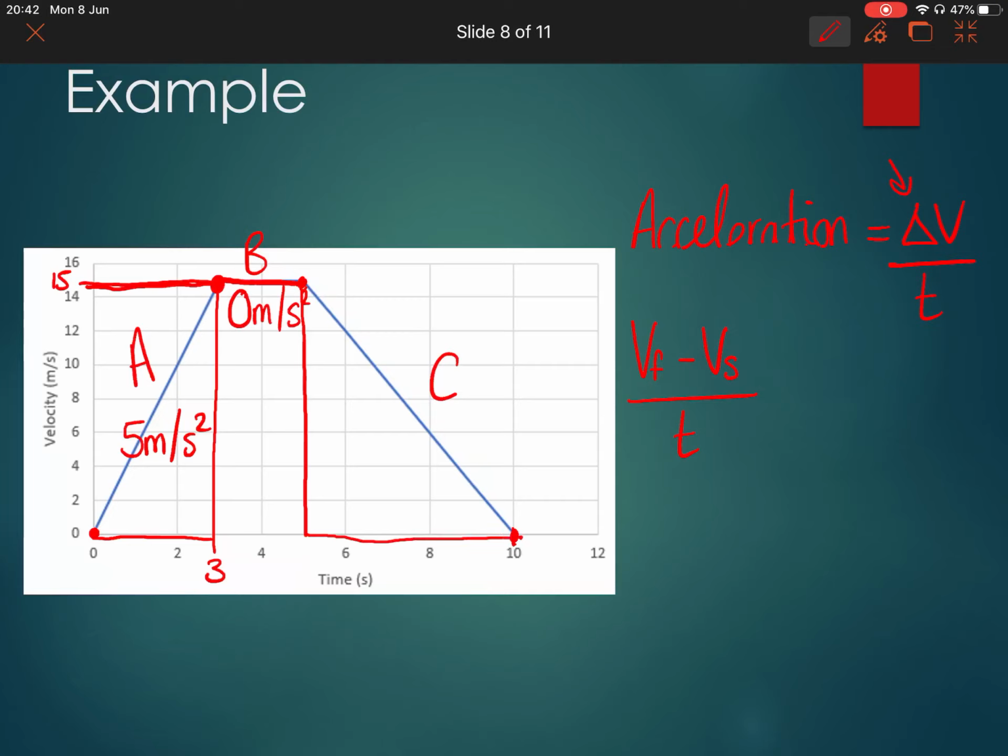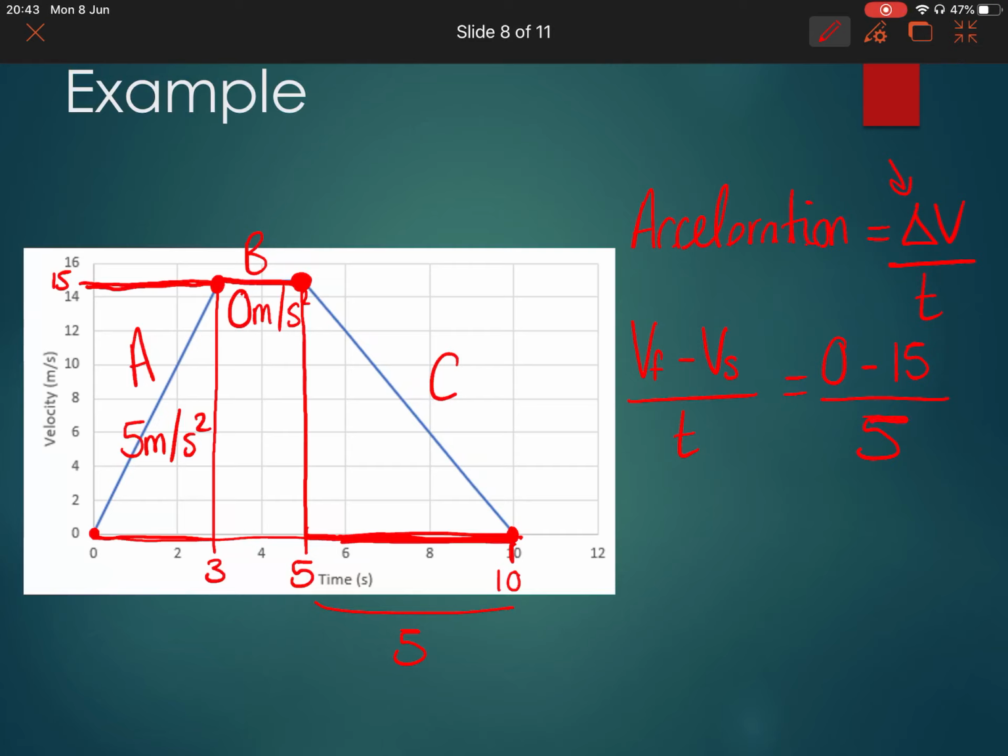So the final velocity for section C, we finish down here, and if we read across, that's 0. We're back to 0. So the final velocity is 0 minus the starting velocity for section C. Well, we started up there, which was 15. And then the time taken to get us there: we started section C at 5 seconds, and we finished section C at 10 seconds. So the length of time it took us to do section C is the difference between these two numbers, which is 5.